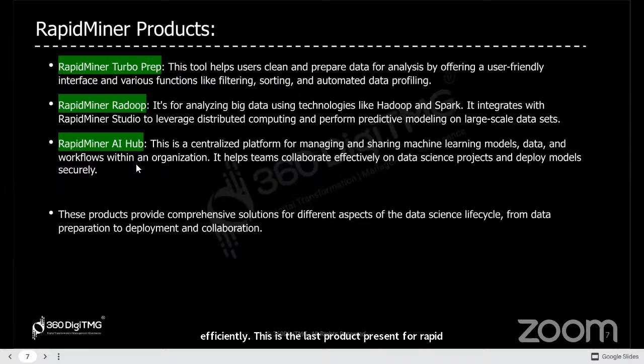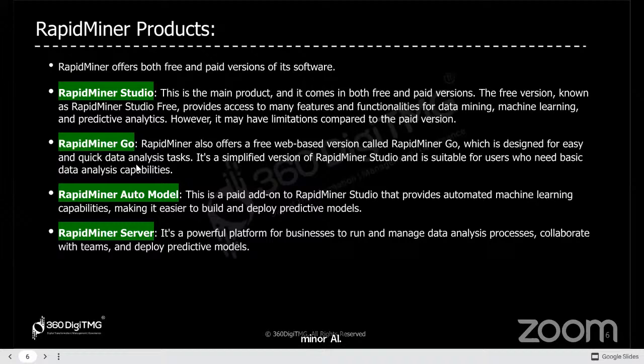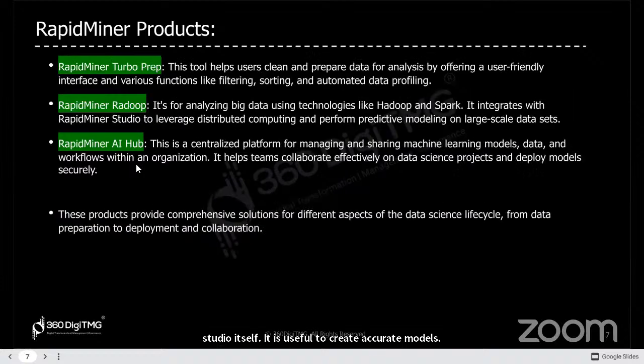Okay, so there are different products present. RapidMiner Studio, which we will install later, and RapidMiner Go. This is a web-based version. Whoever wants to perform some basic data analysis can go for this web-based version. And Auto Model is also present in RapidMiner Studio itself. It is useful to create accurate models. And Server, you already know, is a collaborative platform. And Turbo Prep is useful for data pre-processing or preparation to clean the data. And Hadoop is to handle or analyze big data. And AI Hub is also used to collaborate effectively on data science projects.